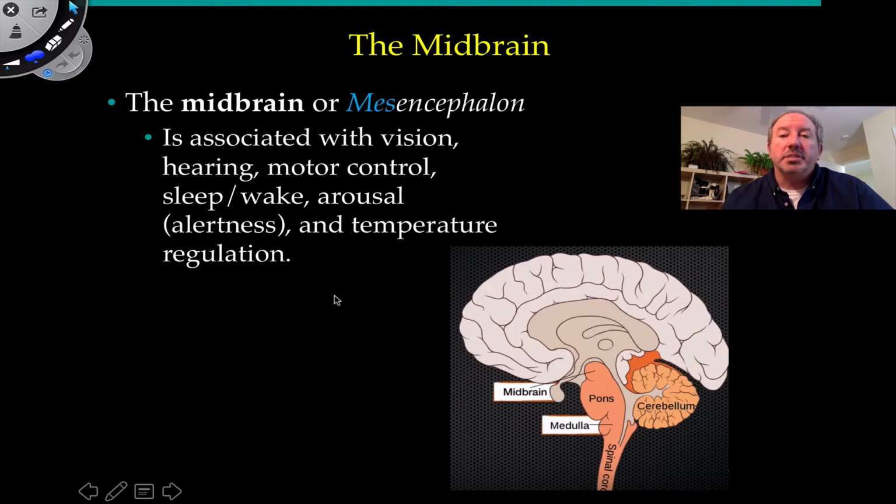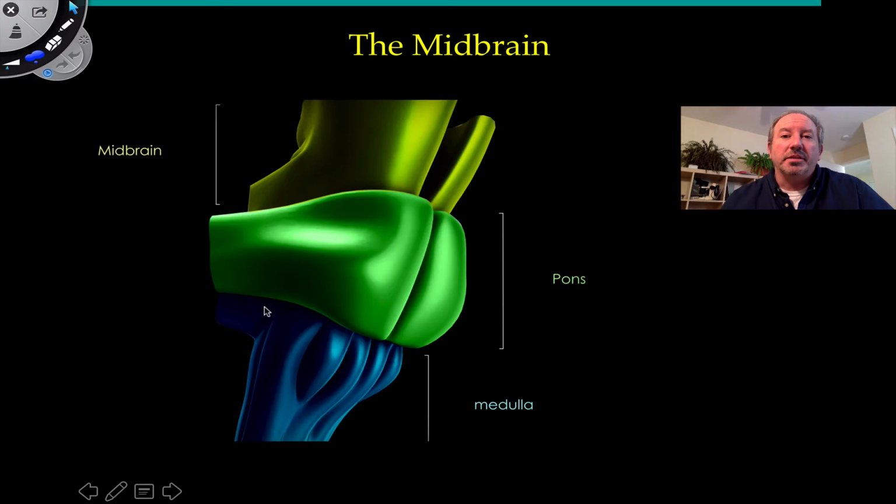That's anatomy. In terms of function, it's associated with vision, hearing, and more to come about these things, motor control, sleep, wake, arousal, a sort of alertness, and temperature regulation. So it's sort of multifunctional, if you will. I found this picture of the brainstem to be particularly cool. Here's your medulla oblongata, here's your pons, and then there's the midbrain.